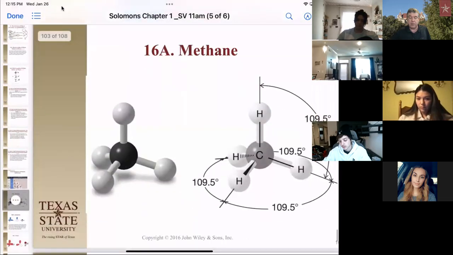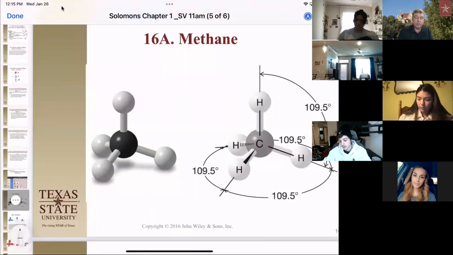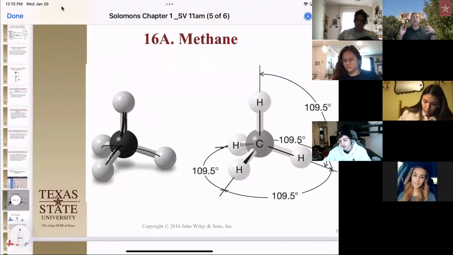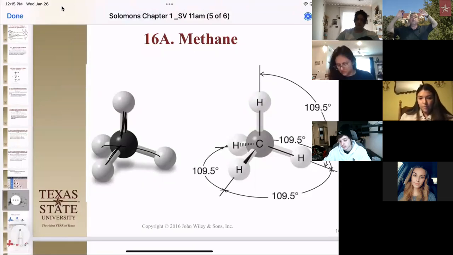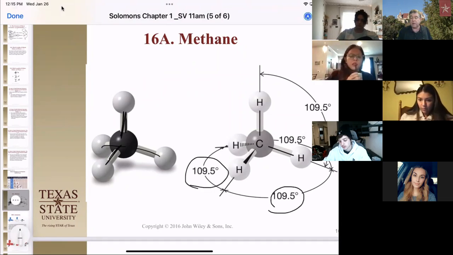So let's look at methane. We have a total of 4 sigma bonds, 1, 2, 3, 4, to hydrogen. And because they're equal in size, all the hydrogens are equal in size, that means that they're going to repulse each other equally all the way around. And when they do that, we get a perfect 109.5 degrees between all the different hydrogens. Okay, so this has 4 equal bonds with 4 equal sized atoms, all repulsing each other with their electron repulsion.